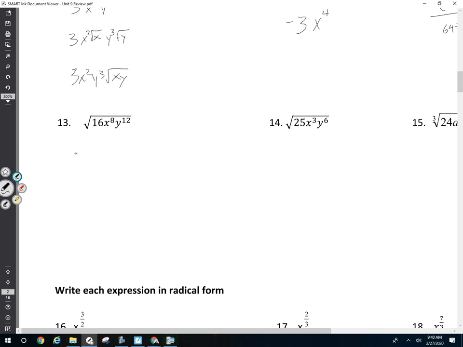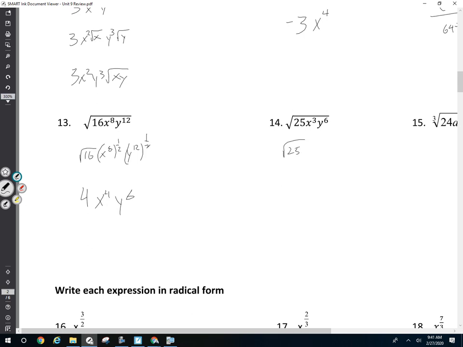All right. Some more. We got these. Square root of 16 is 4. 8 times 1/2 is 4. 12 times 1/2 is 6. Boom. I don't have to simplify. It's no and a halves.